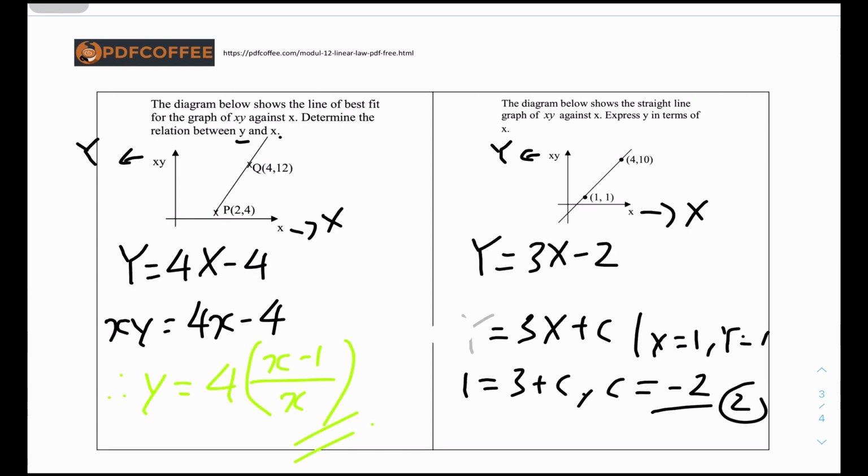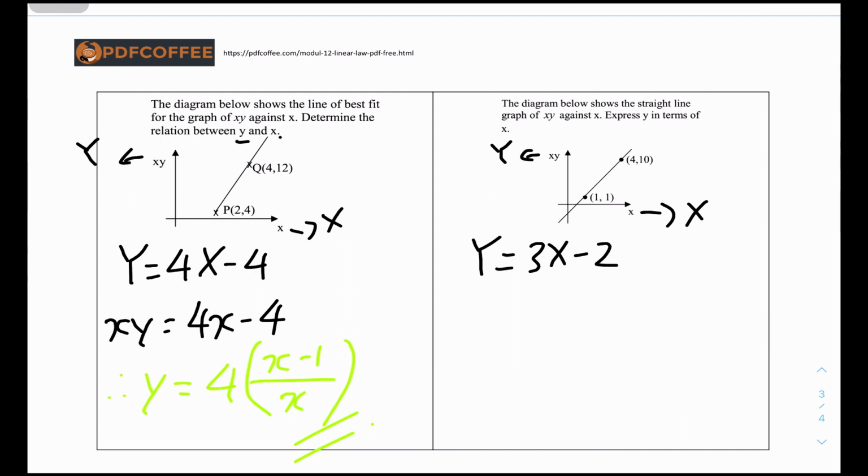And let's just substitute the values for big Y and big X into the equation, which gets us xy equals 3x minus 2. So basically it says express y in terms of x, which is what we did on the left hand side right here. So we'll just divide everything by x to get y equals 3x minus 2 divided by x.